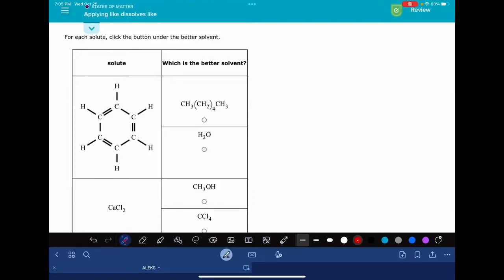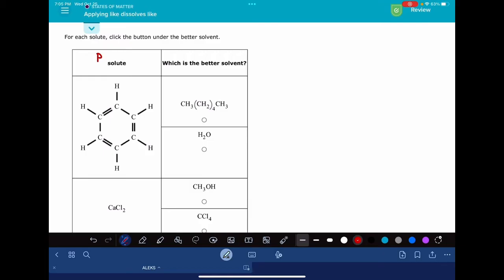In this video, I'm going to give you some tips for solving the ALEKS problem called applying like dissolves like. Like dissolves like is a term that chemists use to help us make predictions about whether or not a solute is going to dissolve in a particular solvent. In this phrase, the terms like and like are both referring to polarity, meaning that polar dissolves polar and nonpolar dissolves nonpolar.